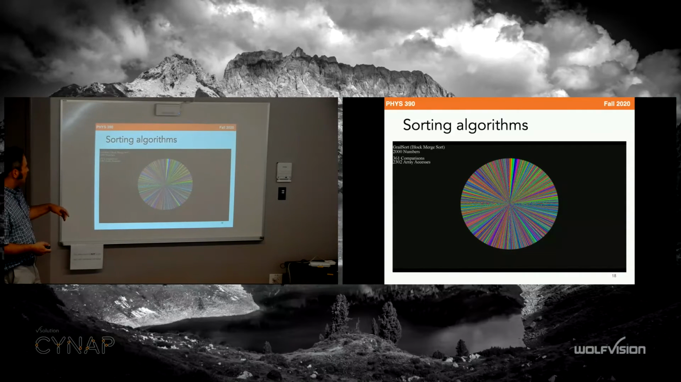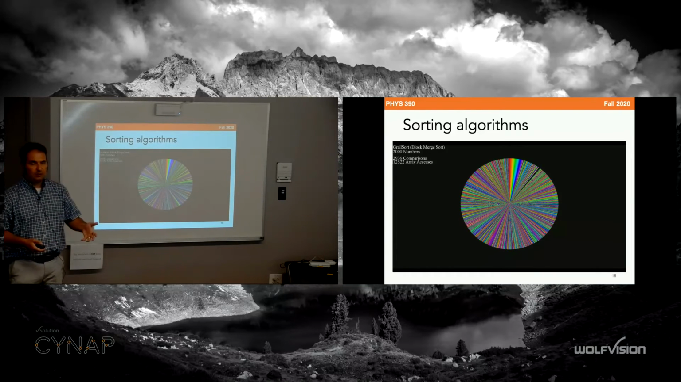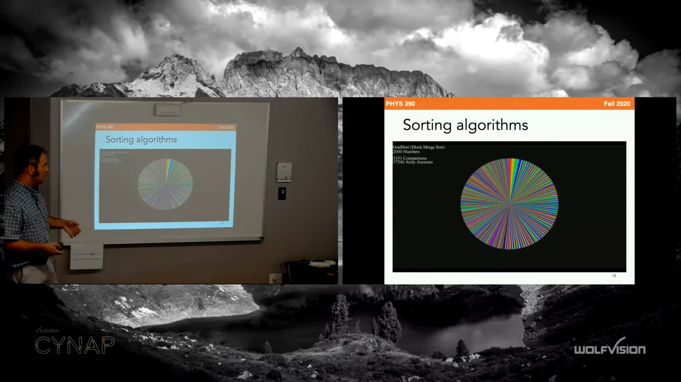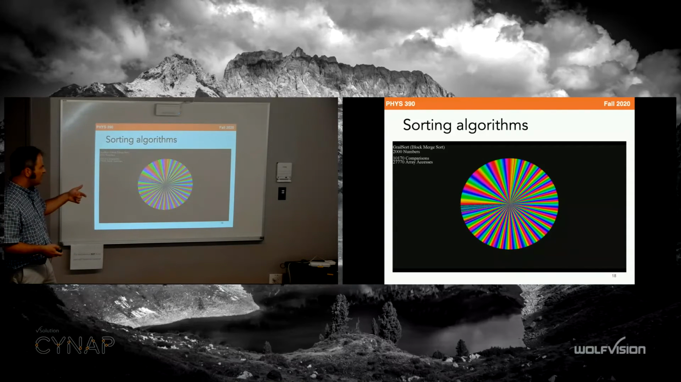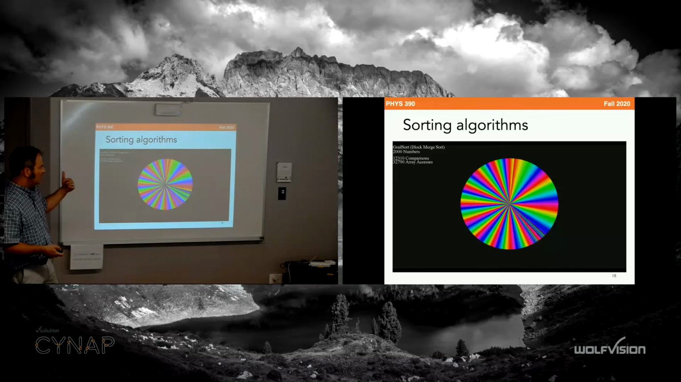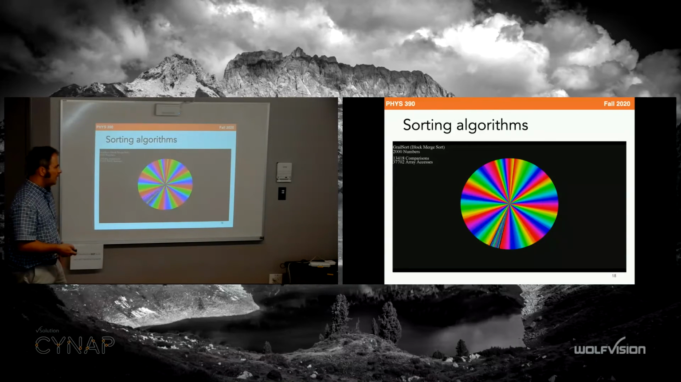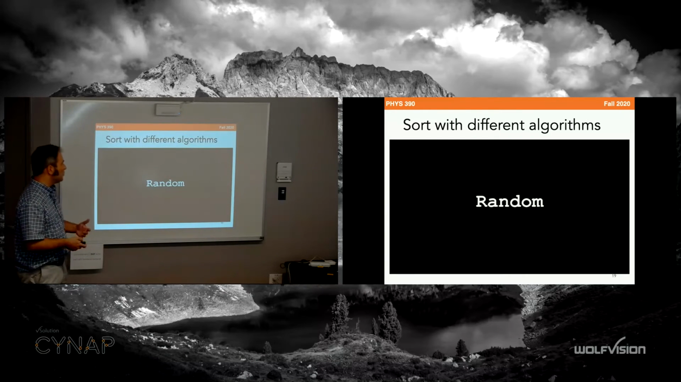That should be the last one. Grail sort. All right, there's too many to count, really. And notice how some of them get sorted fast, and some of them, it depends on how organized it is, right? So sort with different algorithms.